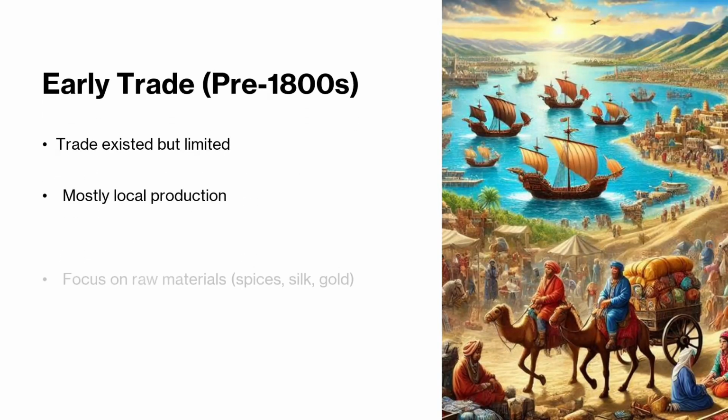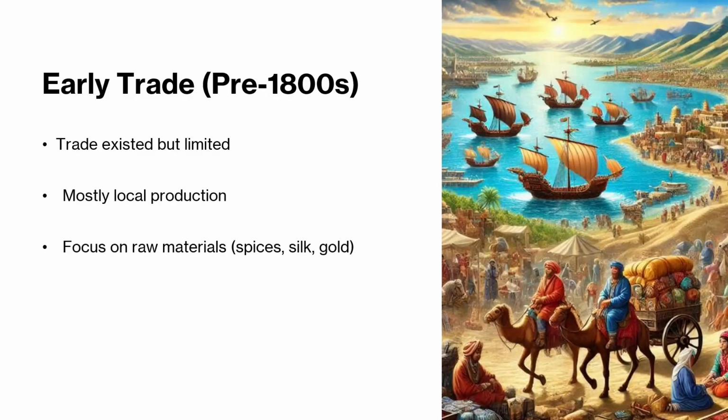Early trade systems formed the foundation of global economic interaction. Civilizations exchanged goods such as spices, silk, gold, and textiles through long-distance routes, most notably the Silk Road. However, production remained largely localized. Limited transportation and high trade costs restricted large-scale global interaction. Still, these early systems introduced the idea of economic interdependence between regions.